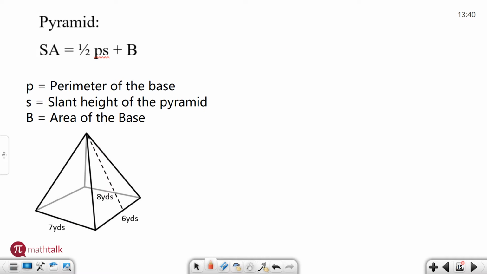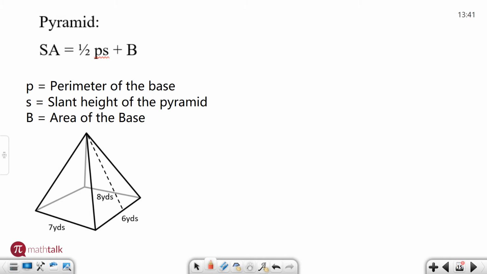This time we're going to look at a pyramid. We're going to do a little more work on this because there are some variables you may not be used to. A pyramid is basically what you see here. You may think of the Great Pyramids as an example. Let's look at how to find the surface area of it. So the surface area is 1/2 P times S plus capital B.